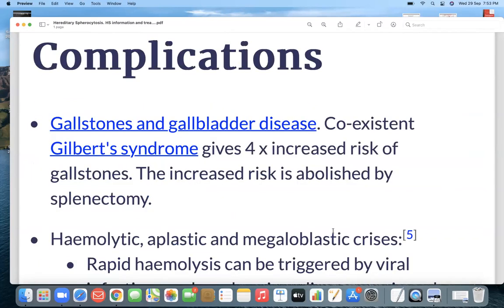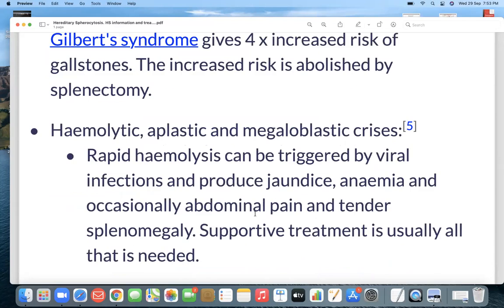We'll just see the complications again: gallstones and gallbladder disease. Coexisting Gilbert syndrome can increase the risk of gallstones 4 times, and the increased risk is abolished by splenectomy. Can someone, if anyone remembers about Gilbert syndrome? I think it's there in Mark. I remember reading a long time back. It will increase the risk in these patients. So he has written that there is a 4 times increase in risk with gallstones, and splenectomy has to be considered.